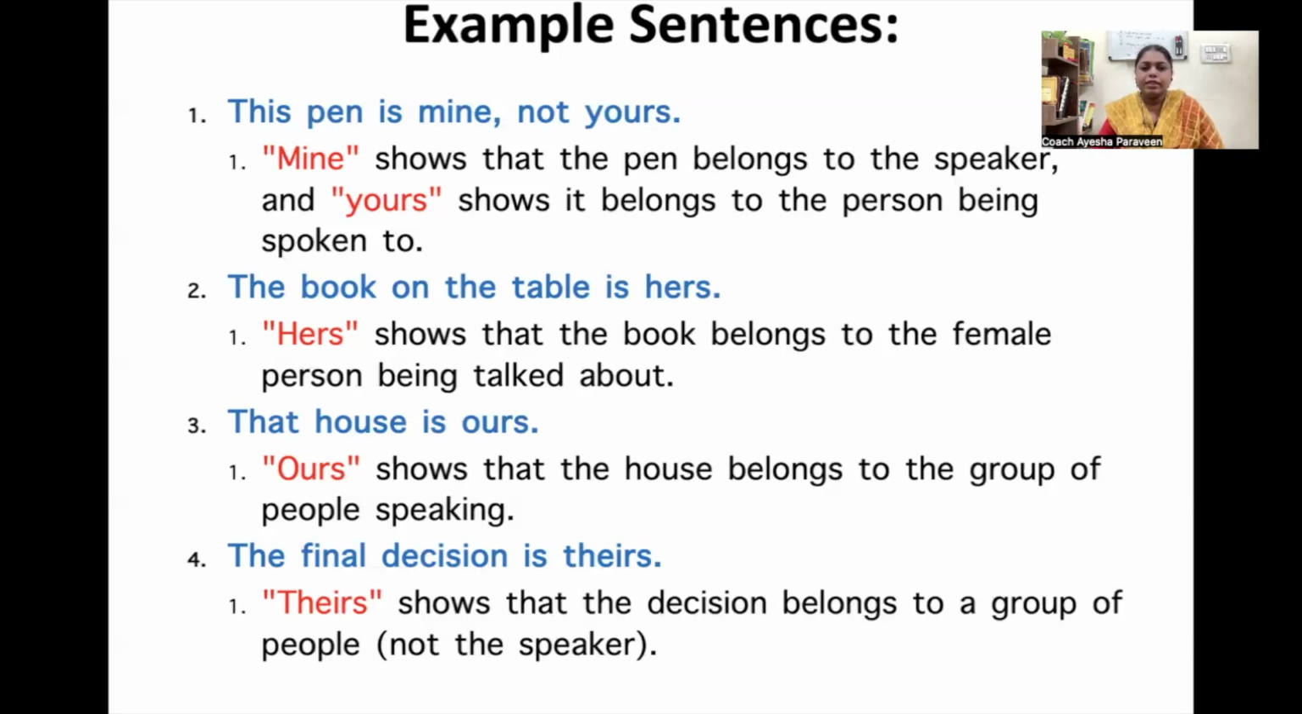The final decision is theirs. Theirs shows that the decision belongs to the group of people, not the speaker. Here, the speaker is excluded. So mine, hers, yours, theirs, ours: all these are possessive pronouns. They show ownership of something.